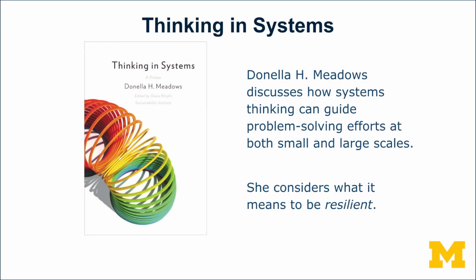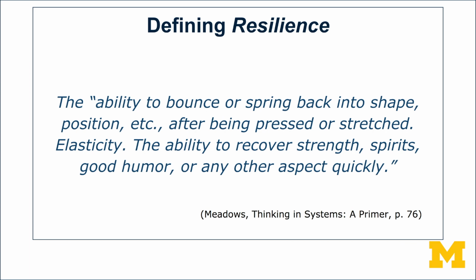We can start with a basic dictionary definition of resilience. This one is referenced in Donella Meadows' book, Thinking in Systems, a primer. Resilience is the ability to bounce or spring back into shape, position, etc., after being pressed or stretched. Elasticity, the ability to recover strengths, spirits, good humor, or any other aspect quickly.